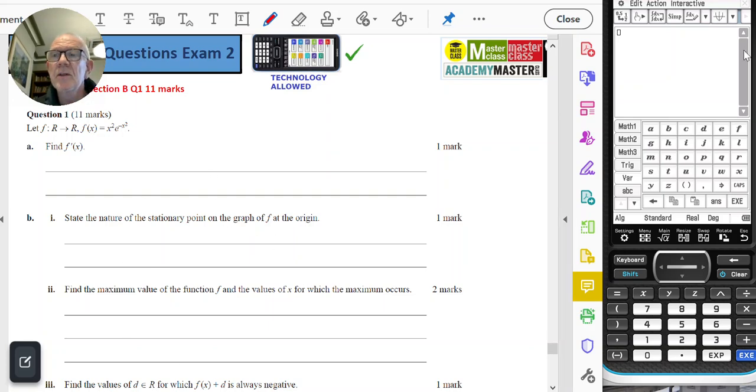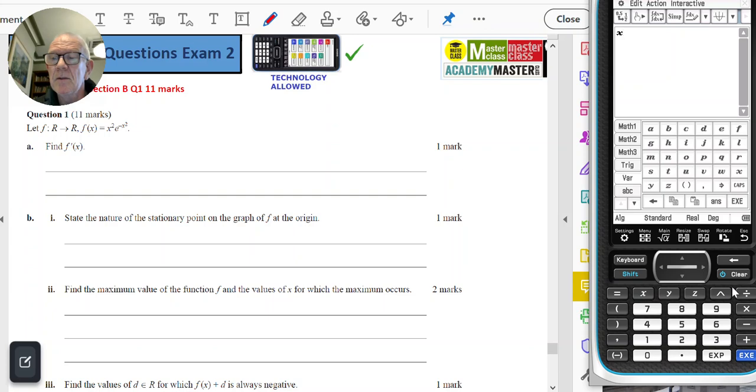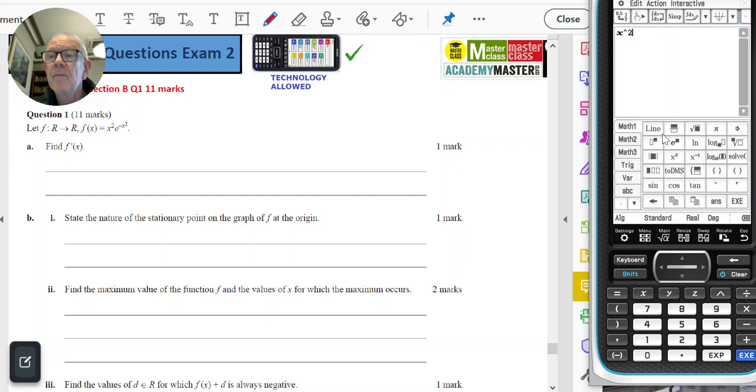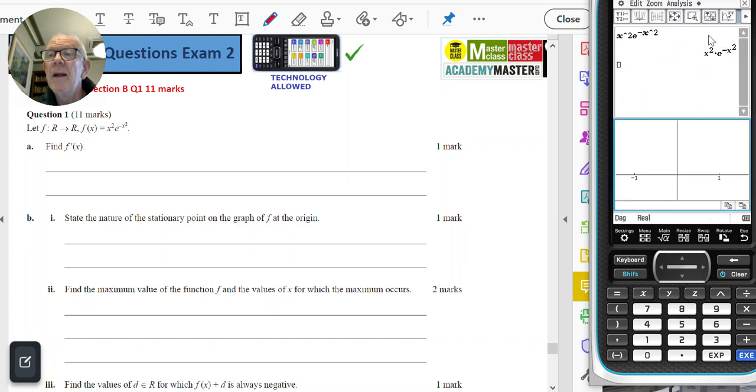So we've got this function, so I'm going to type it over here, x squared times e to the negative x squared. And press enter and make sure it comes out as you expect, and have a little look at it and see what it looks like as well. Okay, that's nice. So I've got to state the derivative.